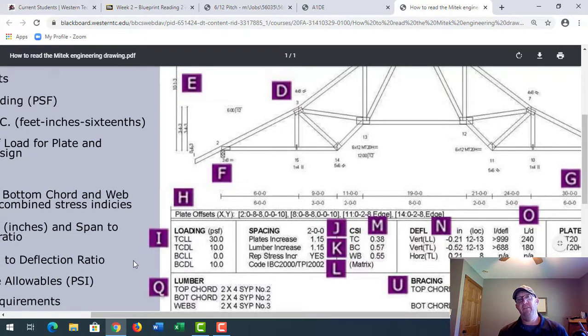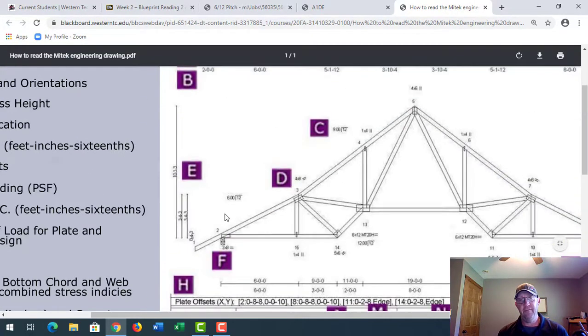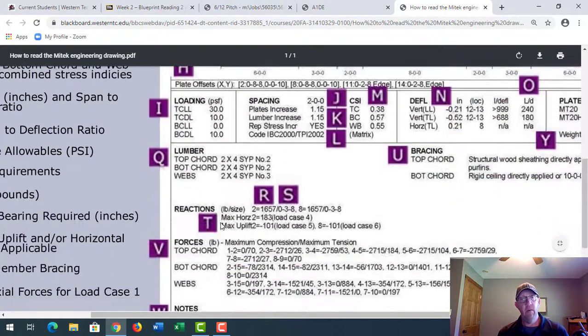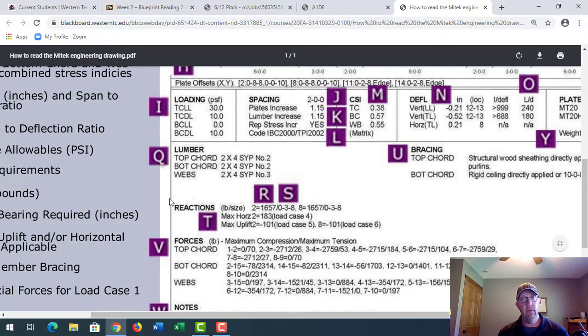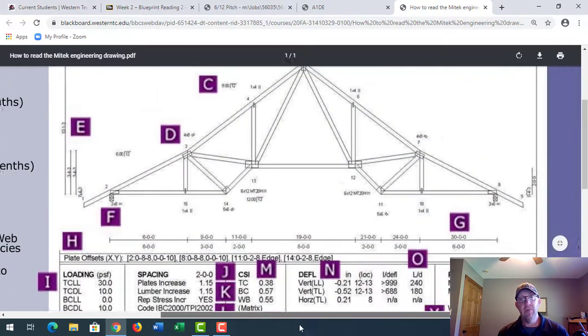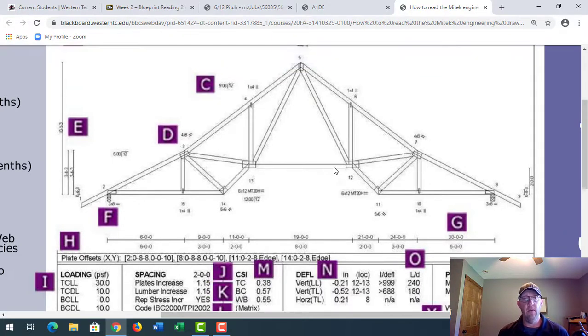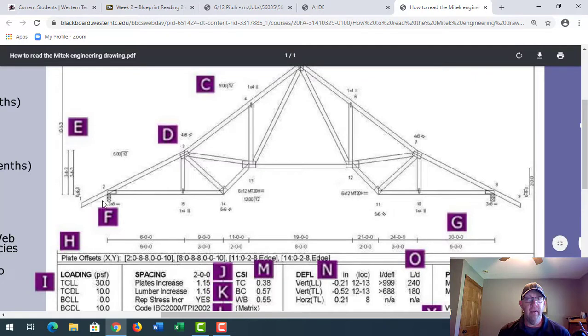What other information is important? Well, let's take a look at truss reactions. Reactions is going to be right here, and this is the letter T. So what is a truss reaction? Well, the truss reaction simply means this: how much weight is this particular truss designed for, so that the weight is distributed to this outside wall and this outside wall.